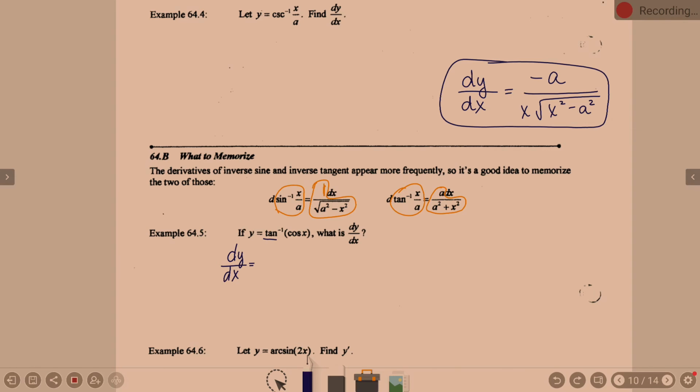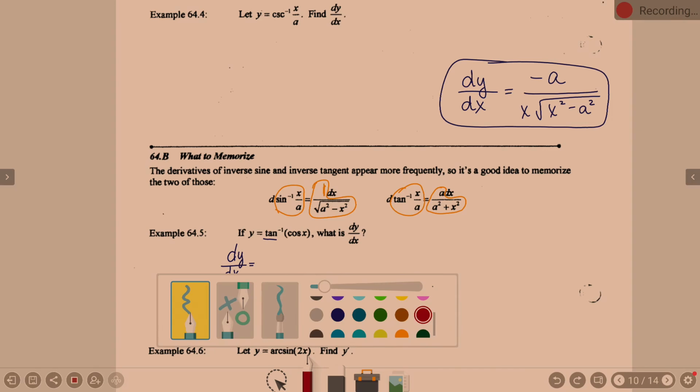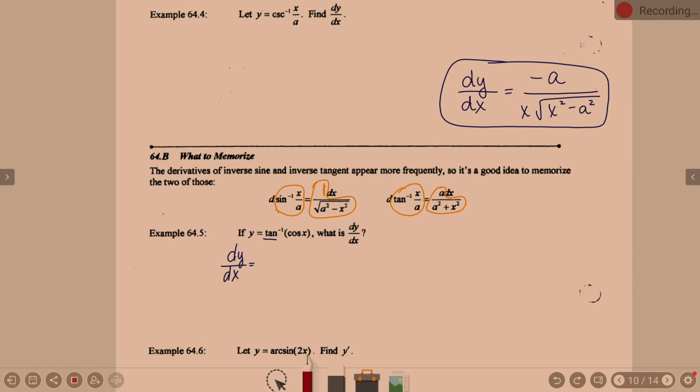And so one of the first things I will always encourage you to do is this: this inside right here, this cosine x, is in the position of what? It's in the position of x over a, right? So if you make cosine x a fraction, it is cosine x over 1. And so what I'm saying here is that x over a is equivalent to cosine x over 1.